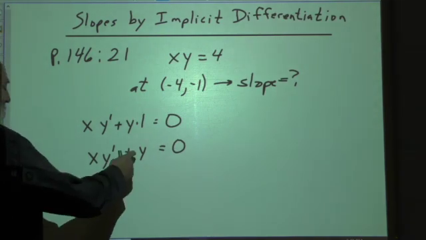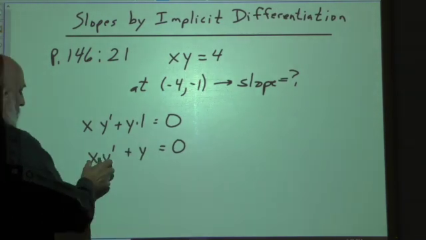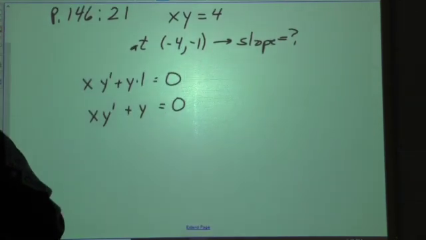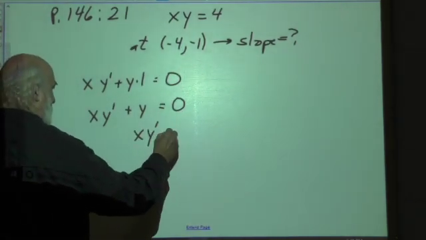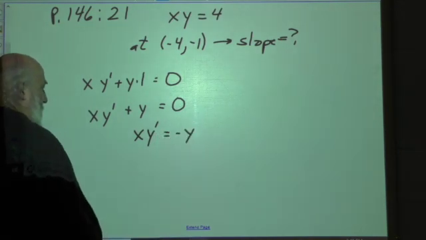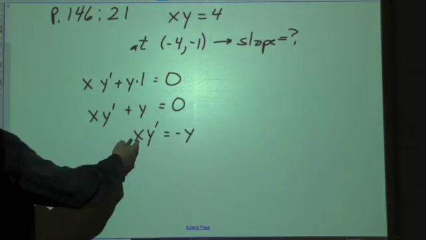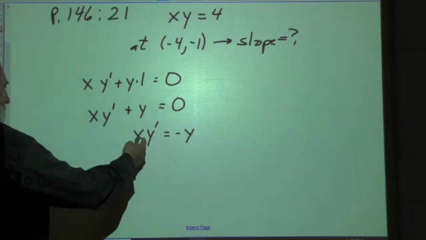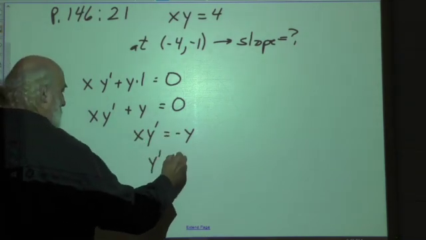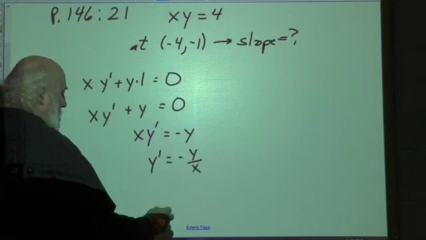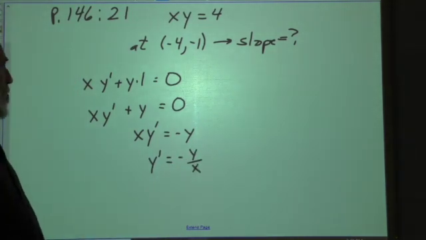So now I'm going to move this y over here, to get this y prime term by itself. So subtract y, we get x y prime equals negative y. And then to get the y prime by itself, divide both sides by that x. And so y prime equals negative y over x. So there's our equation for the slope.